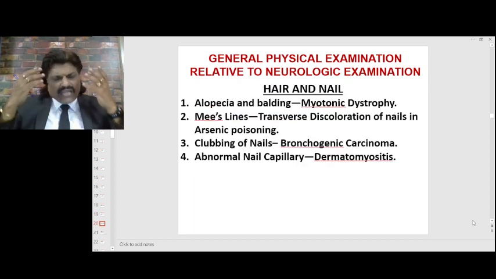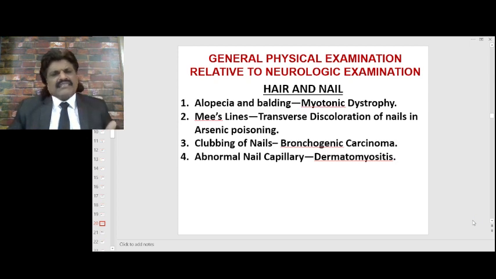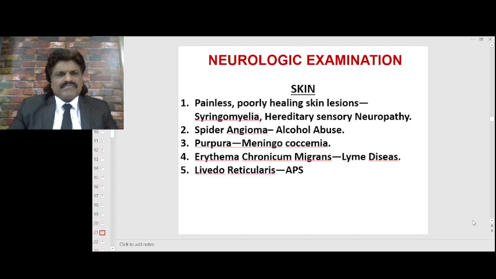Then we have to look at the hair and nails. If there is alopecia and balding, as I said in my earlier discussion, it could be myotonic dystrophy along with the absence of the sternocleidomastoid muscle. If there are Mees lines, that is transverse discoloration of nails, it could be arsenic poisoning. Clubbing of the nails could be bronchogenic carcinoma with metastatic and non-metastatic manifestations, and abnormal nail capillaries could be dermatomyositis.